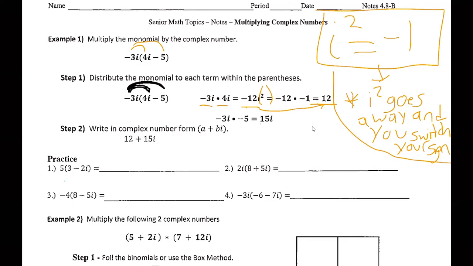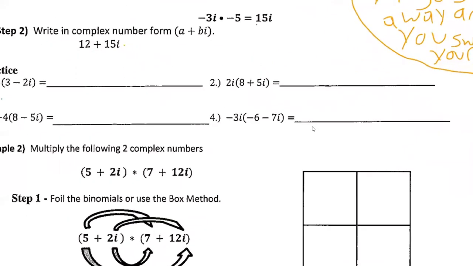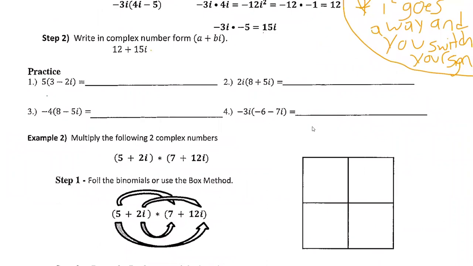And then you can see they distribute the next part and they get 12 and 15i. So that would be your final answer for a question like that. But let's just jump into a few examples. Feel free to look at this worked out example they gave you closer if you'd like. You're going to see some problems where you just have to distribute, and then some problems where you have to use the box method.